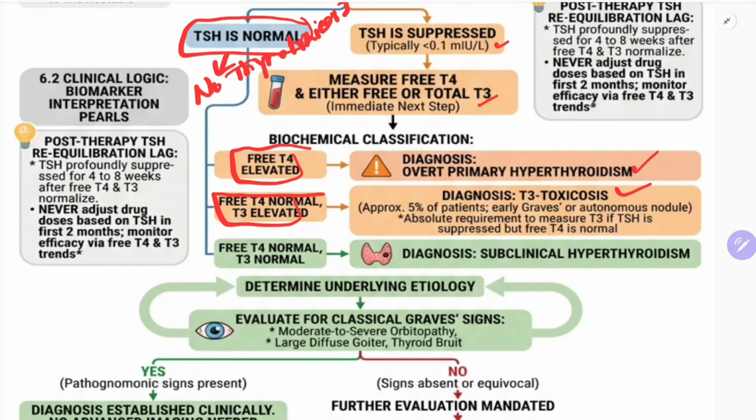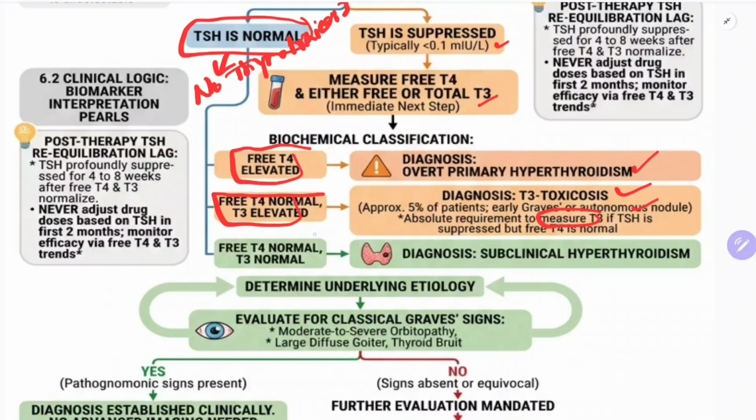So it is an absolute requirement to measure T3 if TSH is suppressed but free T4 is normal. Yeah, this is the absolute requirement. So if TSH is suppressed and T4 is normal, then you should measure free T3. Okay, free T3 you should measure. If TSH is suppressed and free T4 is normal, then maybe the hyperthyroidism can be in the early stage, or maybe it can be subclinical hyperthyroidism. So you should also measure free T3.